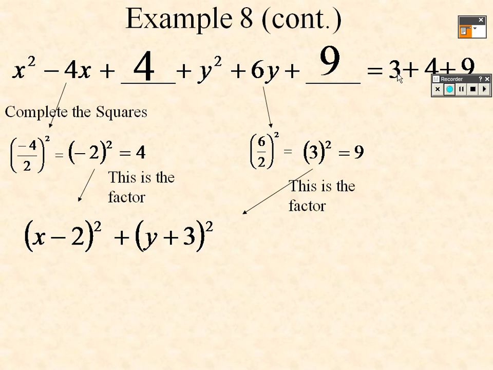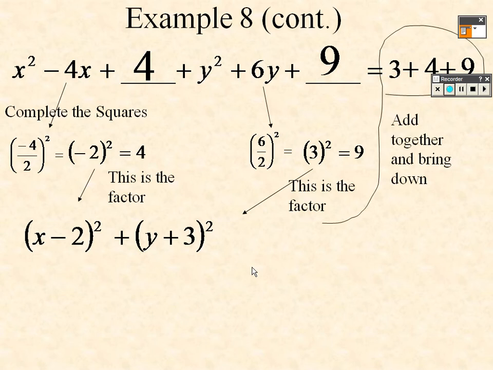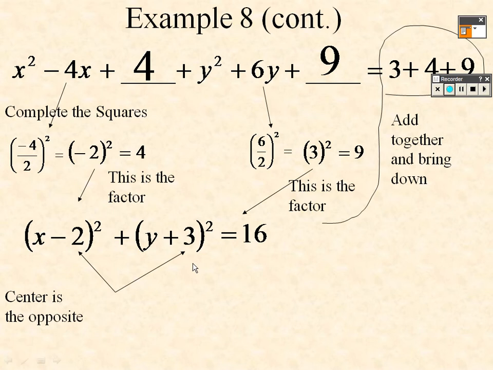Then I take this side and add all together, 3 plus 4 plus 9, add them all together. That gives me 16, and there's my equation. So I need to find the center and the radius. The center is whatever h is, which I look at it like this. It's kind of like the opposites. What's the opposite of negative 2? Positive 2. What's the opposite of positive 3? Negative 3. So I look at the center as the opposites. Negative 2 is 2. Positive 3 is negative 3. So your center is 2, negative 3.